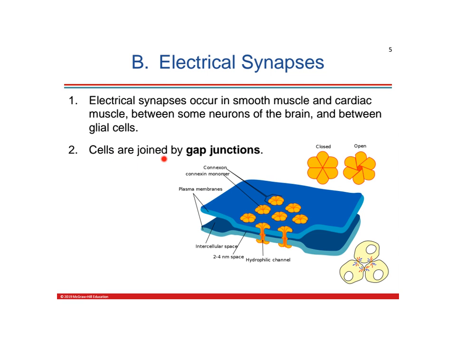These cells are joined by what are called gap junctions. So an electrical synapse consists of a number of gap junctions, and these gap junctions consist of protein that spans the gap between two neurons.